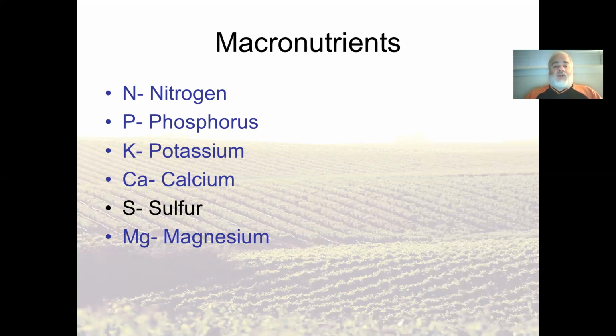So we need to focus on N, P, and K to make sure the plants have enough. The other three also are needed in large quantities, calcium, sulfur, and magnesium, but they are often not necessary to be provided by the farmer, because the plant actually can get those directly from the soil without the farmer having to intervene.